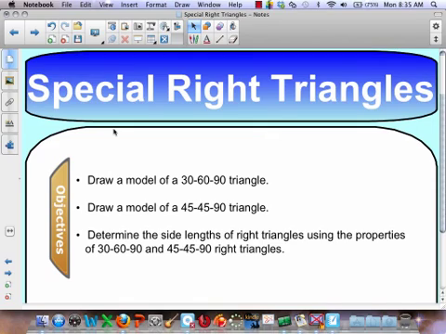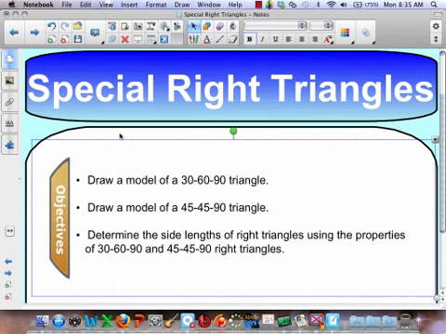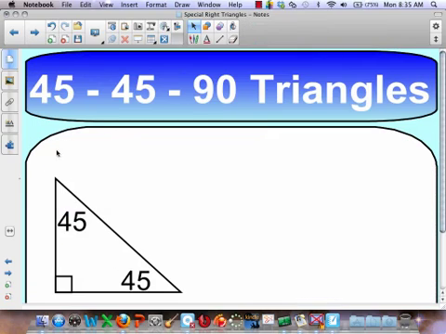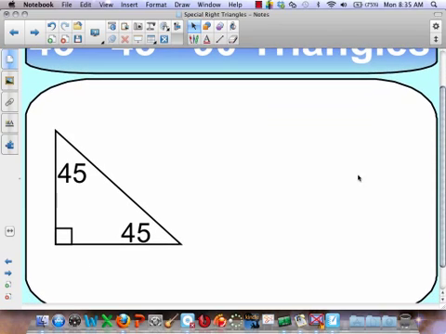This is where you can use trig if you want to, but you don't have to. All you have to know is the model, and then we start plugging stuff in. So it's kind of the nice side of this. So let's start off. We're going to first talk about the 45, 45, 90. So here it is.